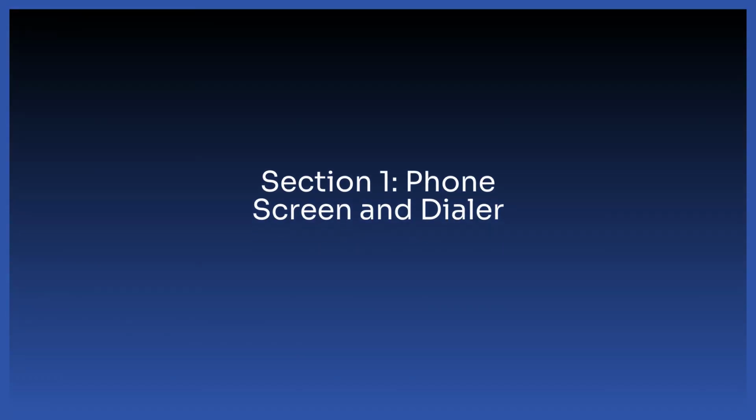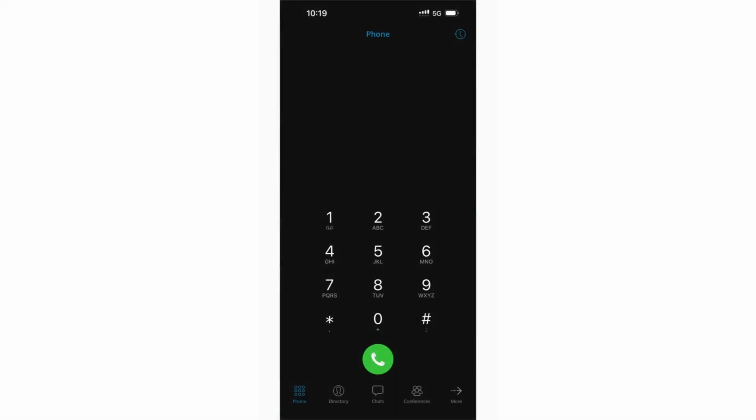Phone screen and dialer. When you first open the mobile app, the phone screen appears. This is the default dialer view. At the bottom is the call button, and its color tells you what type of call can be placed. Green means you can place a standard SIP call using Wi-Fi or mobile data. Yellow means you can place a callback call using mobile data only. Gray means no calls can be made because there's no network connection.